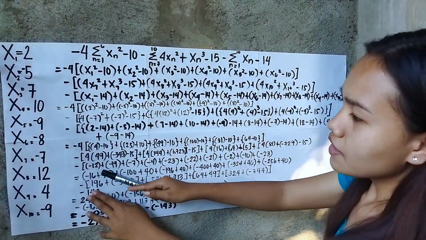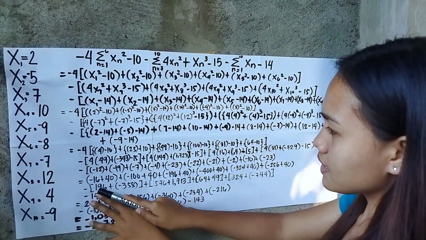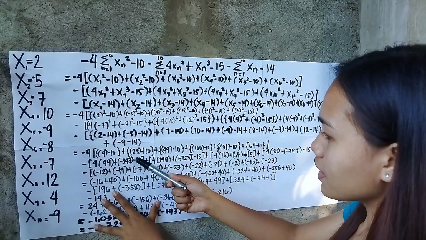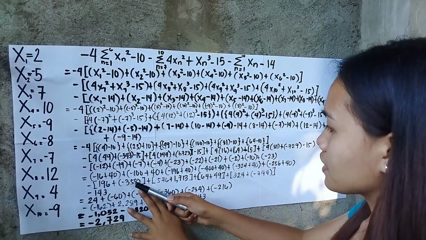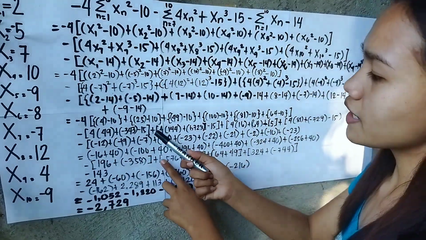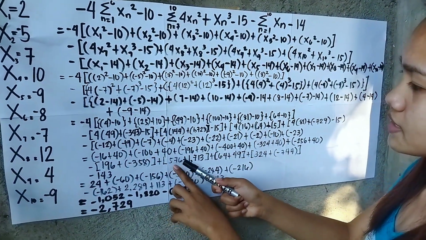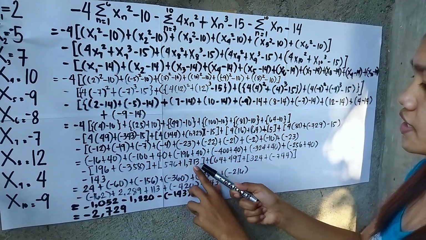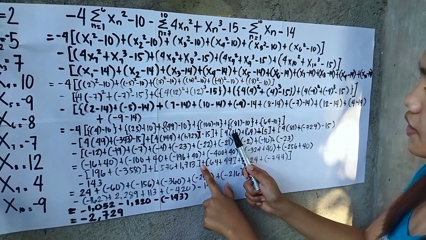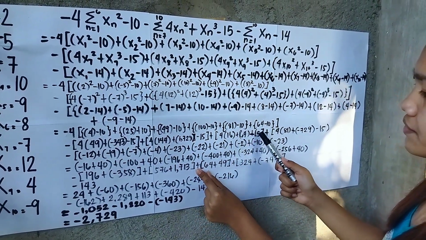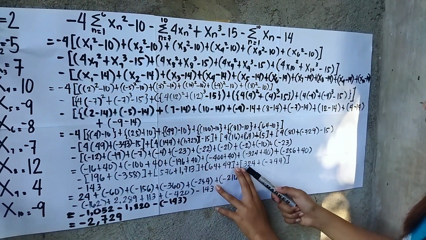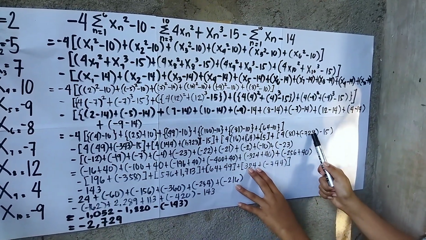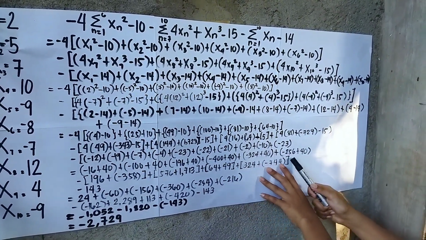Then here, 4 times 49 equals 196 plus negative 343 minus 15 equals negative 358, and 4 times 144 equals 576. 1728 minus 15 equals 1713. Then 4 times 16 equals 64. Then 64 minus 15 equals 49. Then 4 times 81 equals 324. Then negative 729 minus 15 equals negative 744.